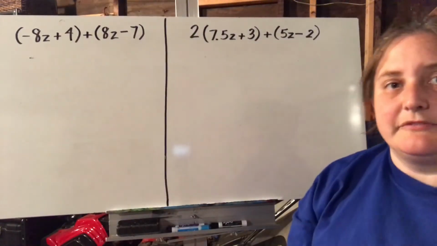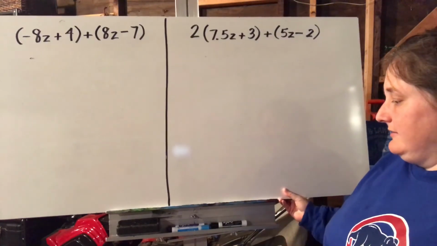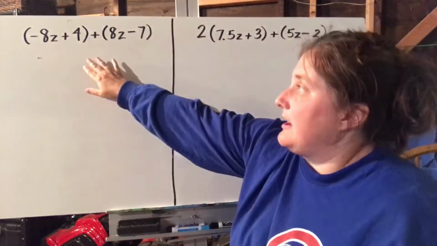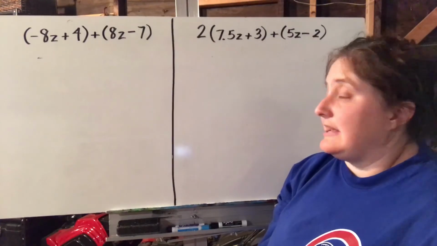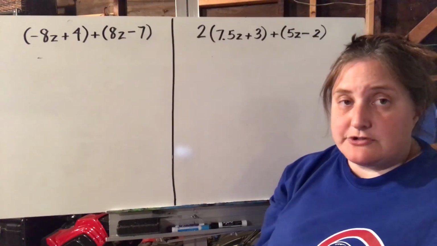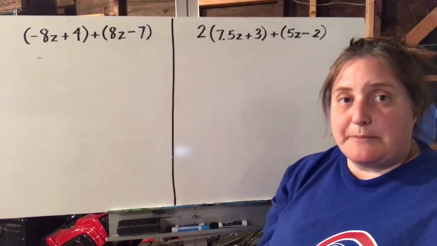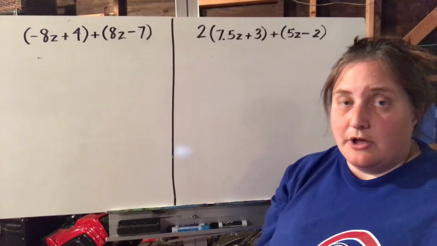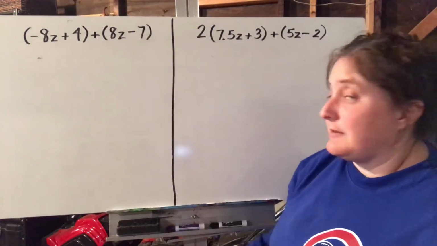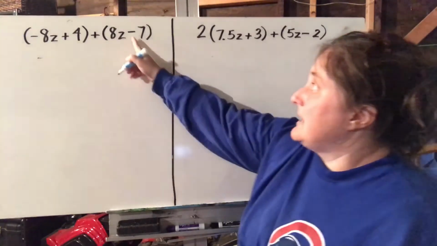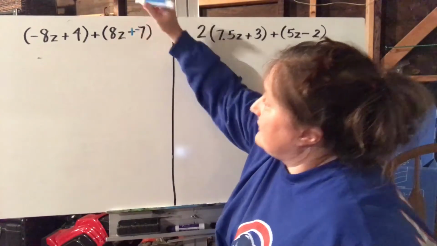So let's look at a couple of examples together. So we're going to add this linear expression here. We've got the quantity negative 8z plus 4 plus the quantity 8z minus 7. Now the first and most important thing to do when you're working with algebraic expressions is make sure that before you do any work, this thing is written as an addition sentence. So I do have one thing I'm going to have to change here. This minus 7, I'm going to make it add negative 7, add the opposite.